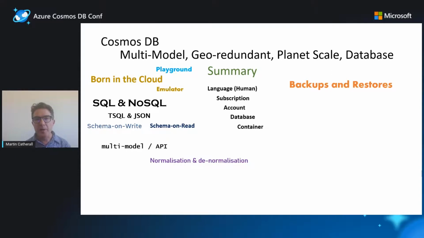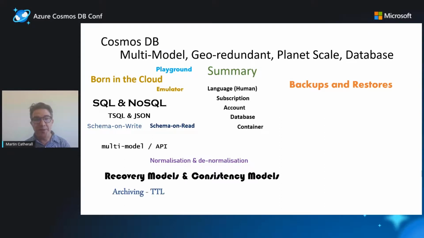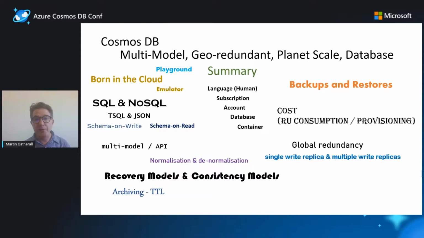Backups and restores. Plan these well, because if you need to do a restore, you actually have to get on the phone to Microsoft. Recovery models versus consistency models. Archiving, which Will touched on previously with the time to live, so I didn't spend much time on that. And finally, last writer wins.